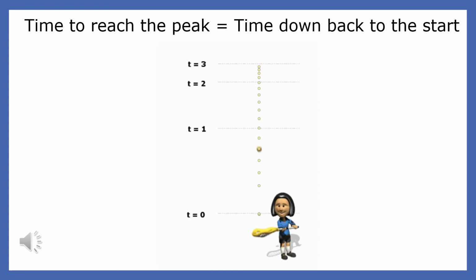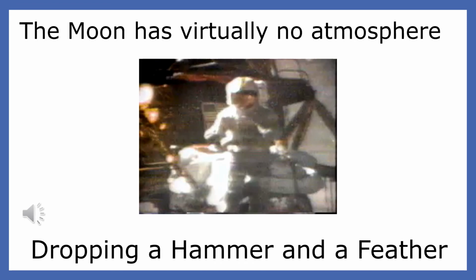A moment-to-moment analysis of an object moving up under the force of gravity reveals that it moves with a constant negative acceleration. After it reaches the peak, it moves down with a constant positive acceleration. Furthermore, the time it takes for the object to reach the peak is equal to the time it takes to return to its initial position. On the moon, which has virtually no atmosphere, a feather falls exactly the same way as a hammer.